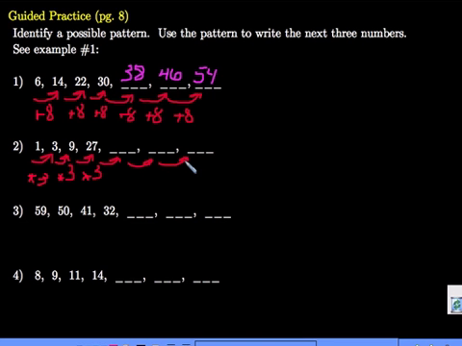So 27 times 3 is 81. 81 times 3 is 243. 243 times 3 is 729.